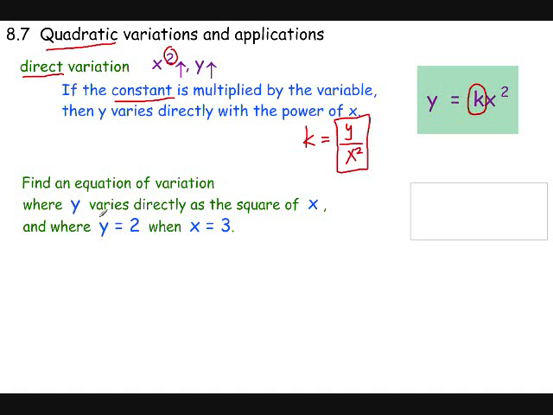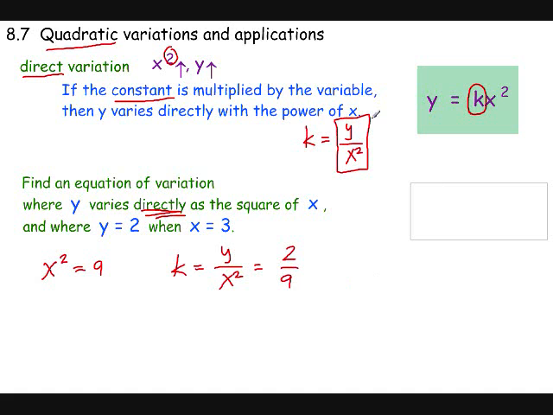Find an equation of variation where y varies directly as the square of x. So we know we're talking about x squared. Well, if x is equal to 3, x squared is equal to 9. We know k is the ratio of y over x squared, because we're talking about direct variation. So that's going to be equal to 2 over 9.